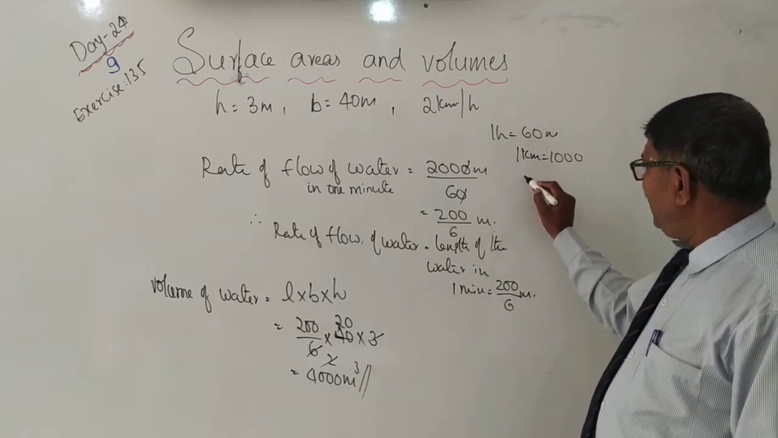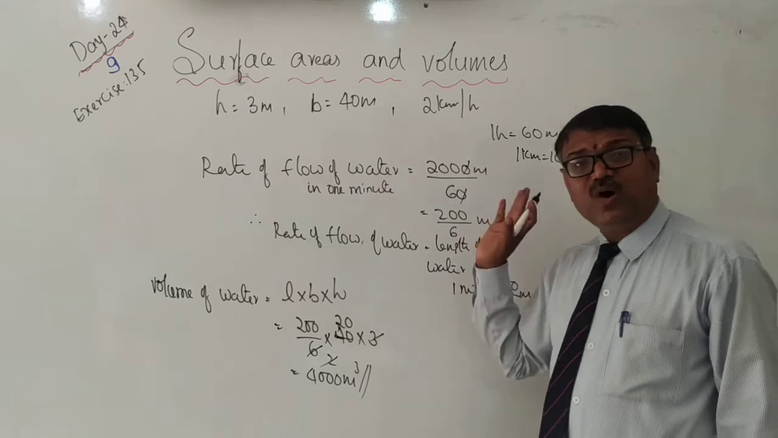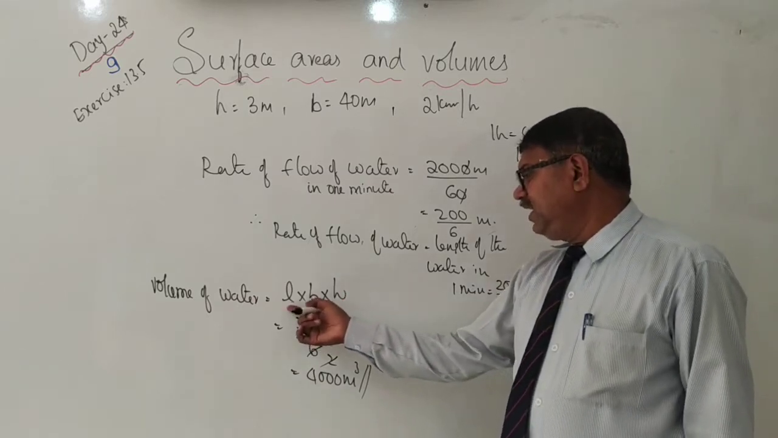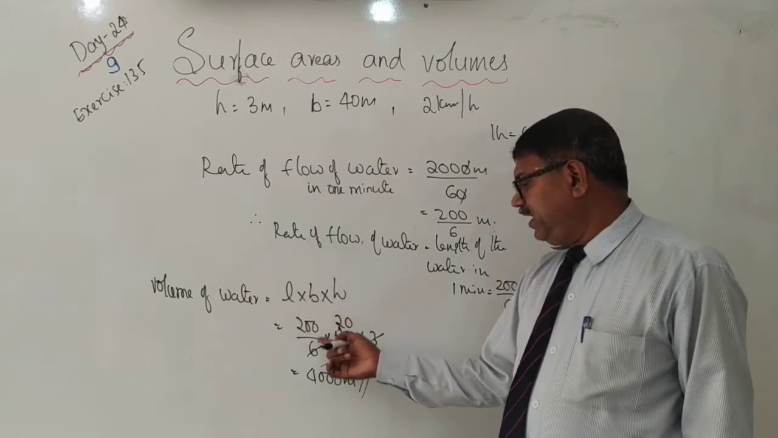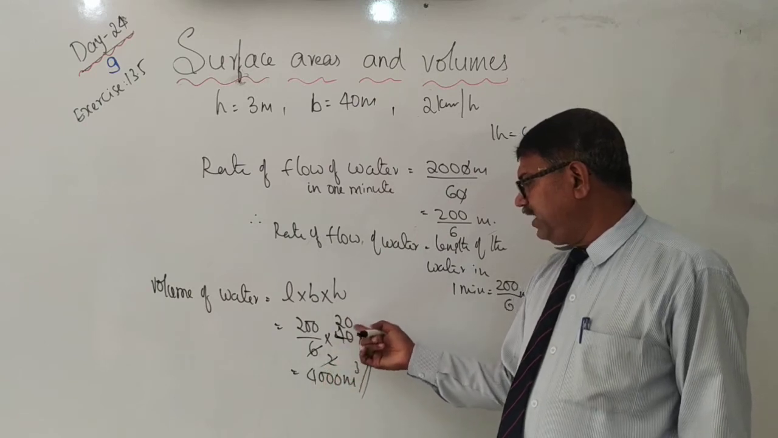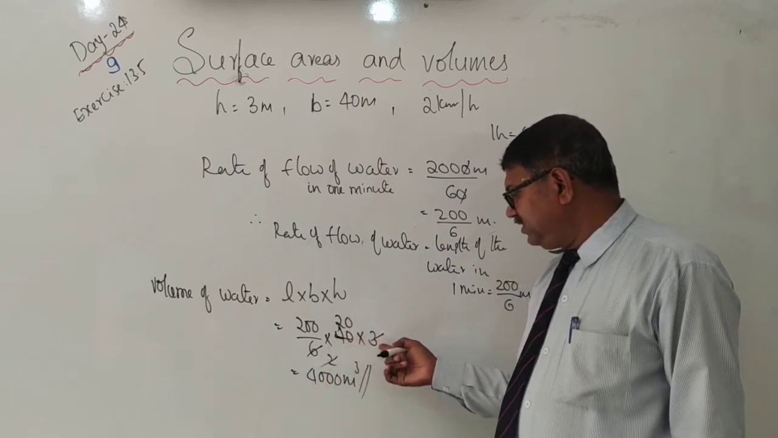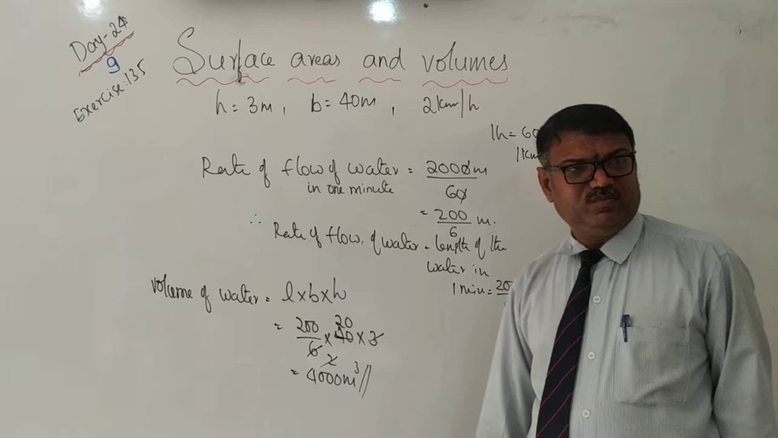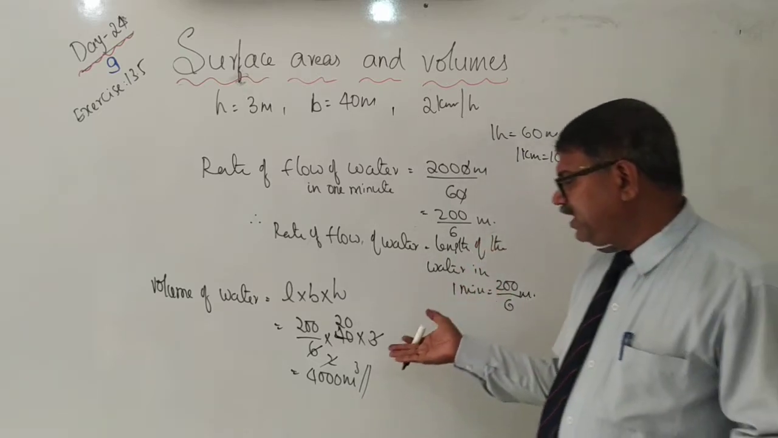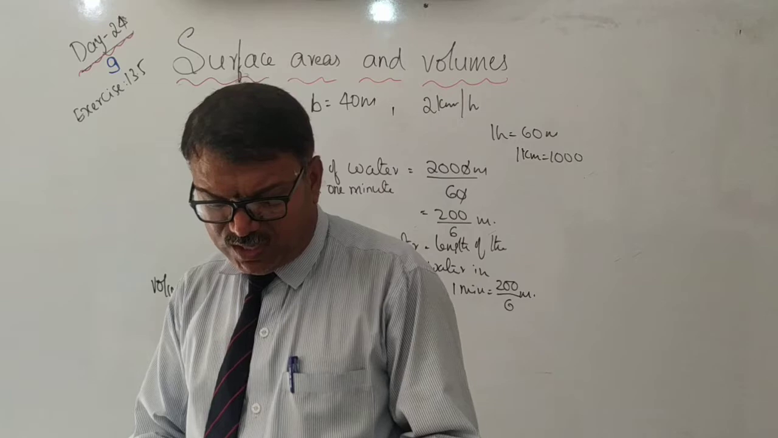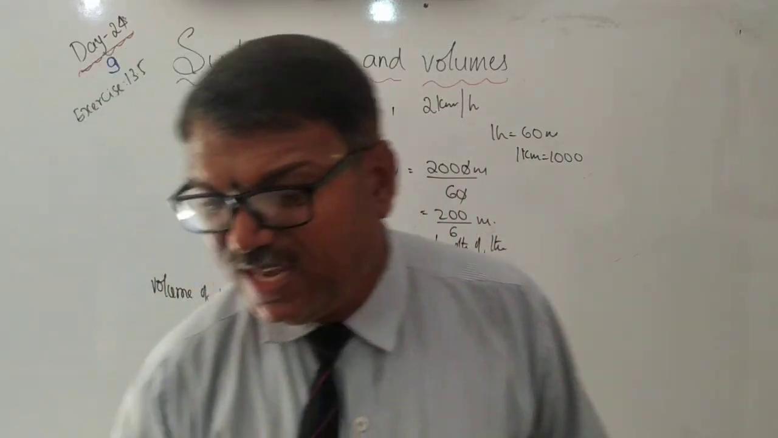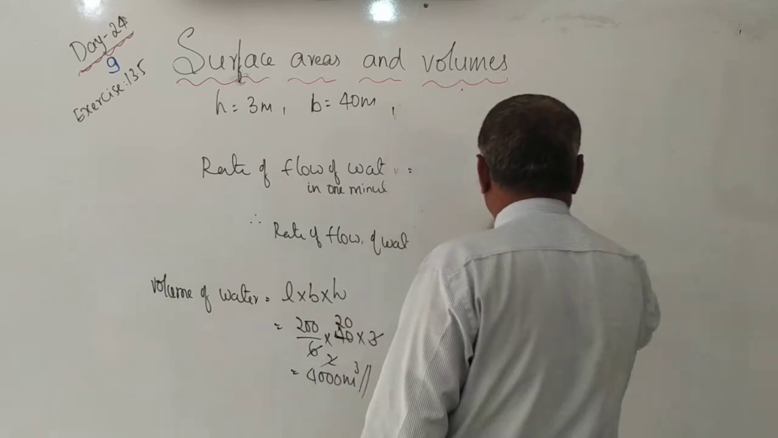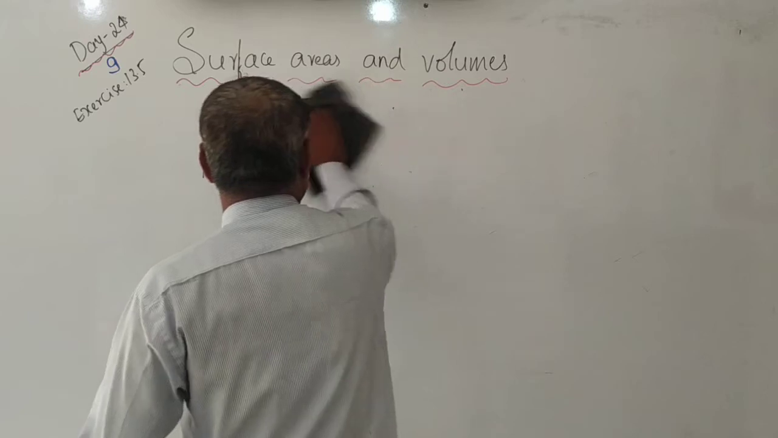Now we have to find the volume of that water for 1 minute. Volume of water in 1 minute is length into breadth into height. Length is 200 by 6, breadth is 40 meters, height is 3. By simplifying, we get 4000 meter cube. Did you understand? You can write meter cube or cubic meters, both one and the same. Similarly, surface area can be written as square meters or meter square. There will be no confusion at all. Good. Next.